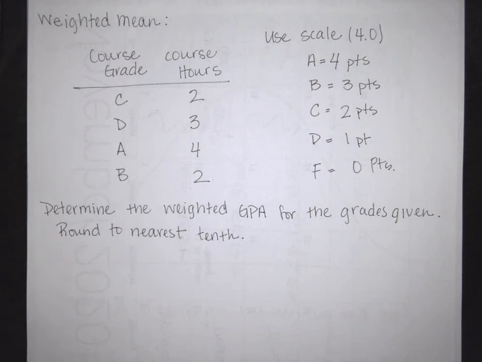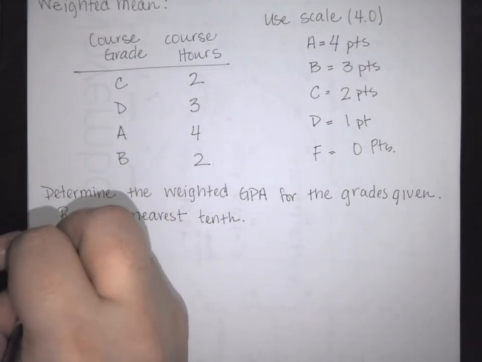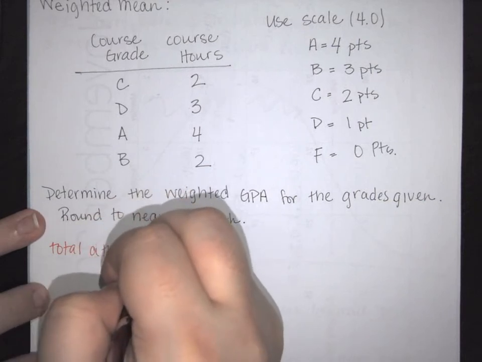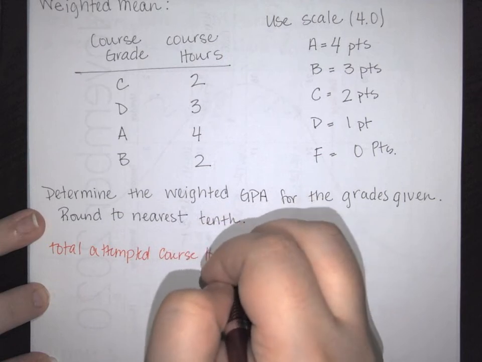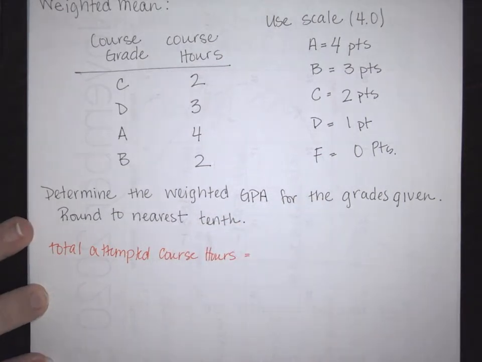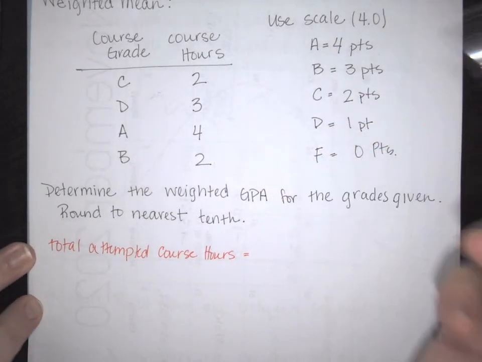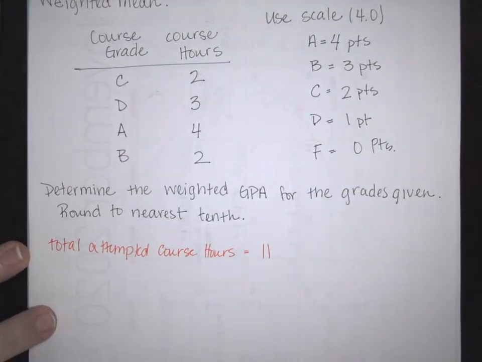Now with the weighted mean, very simply, you have to look at your course hours and your course grade. So the very first thing you need to know is what your total attempted course hours are. So you need to add those up. Essentially I have 2 plus 3 plus 4 plus 2, which is going to give me 11.